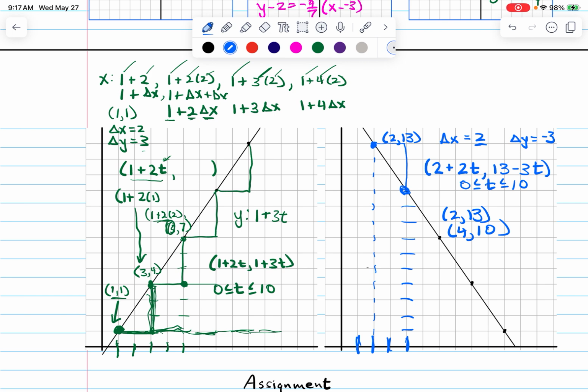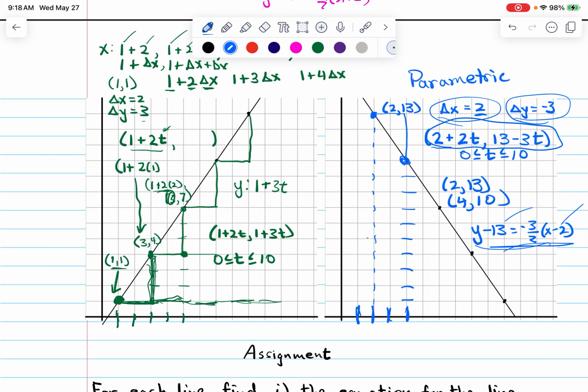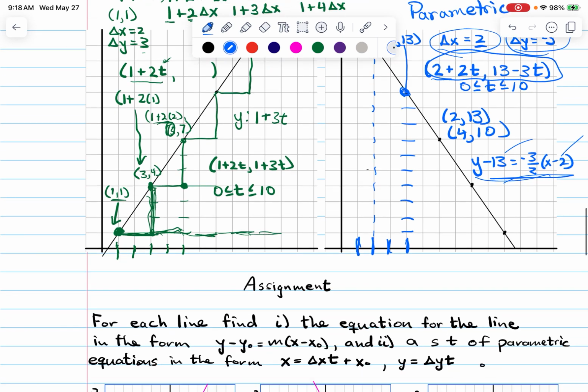Now, this is the parametric representation, and we call it parametric. We also have the old way, y minus 13 equals negative 3 halves times x minus 2. This is the standard way of writing the equation for a line. And notice I just put delta y over delta x, and I have my point, 2, 13. That's it.